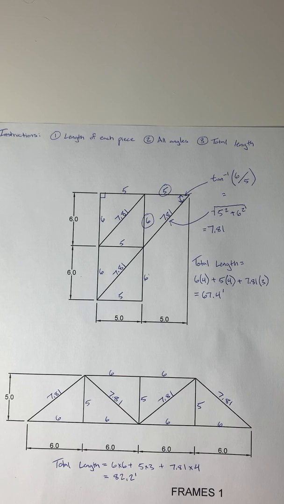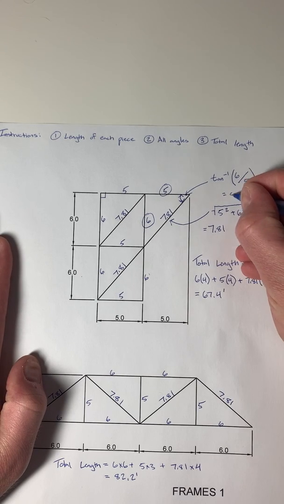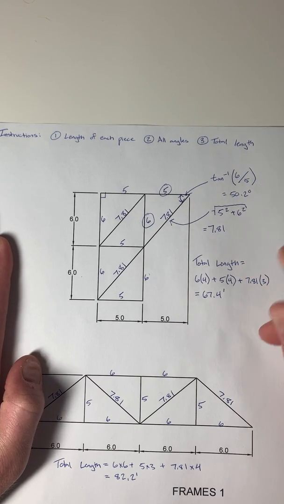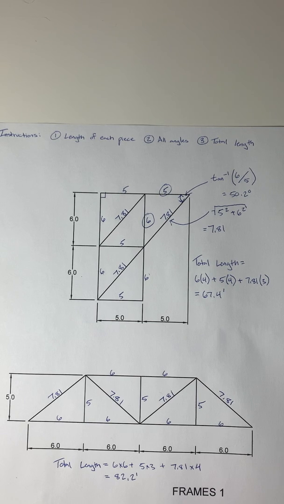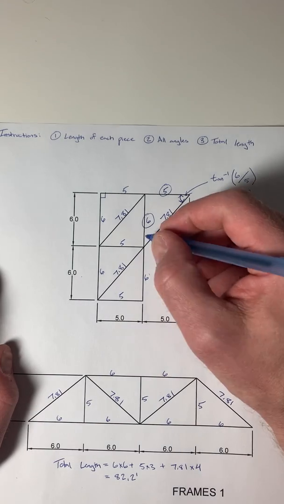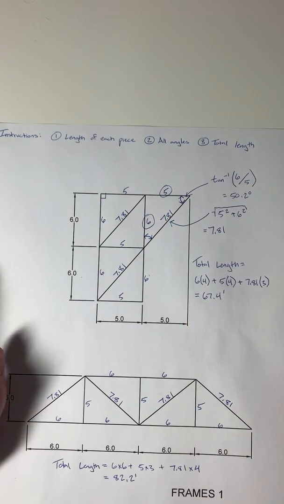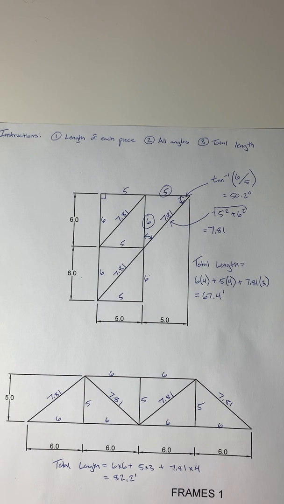All right, so typing that into my calculator. Tangent inverse of 6 divided by 5, I get 50.2 degrees. And then to get the other angle, which would be here, I'll subtract from 90. 90 minus 50.2, which is 39.8.